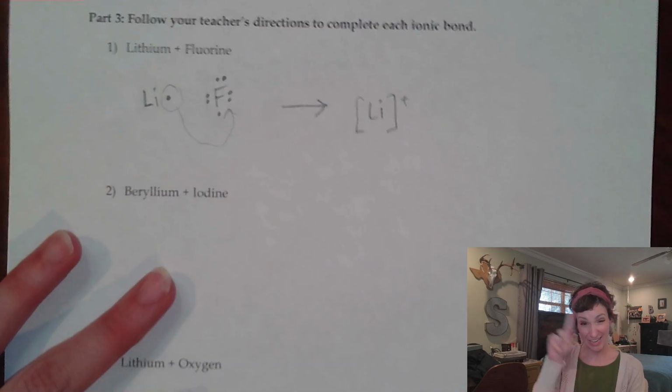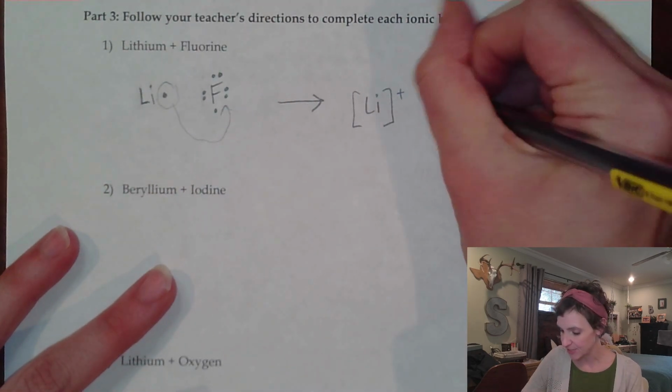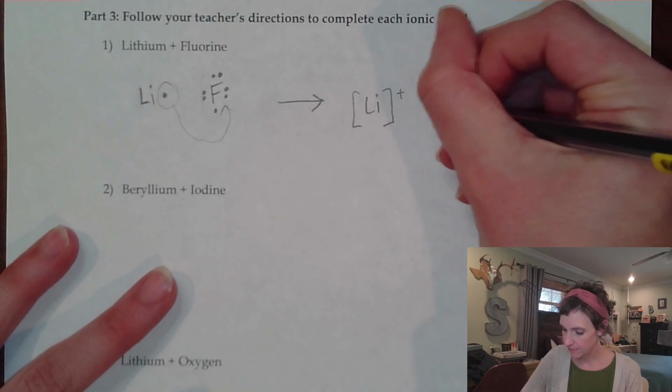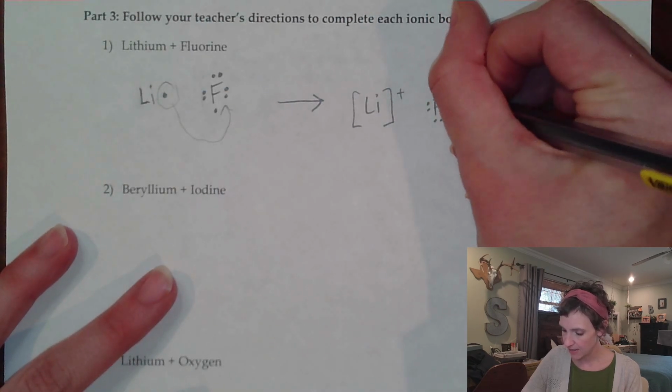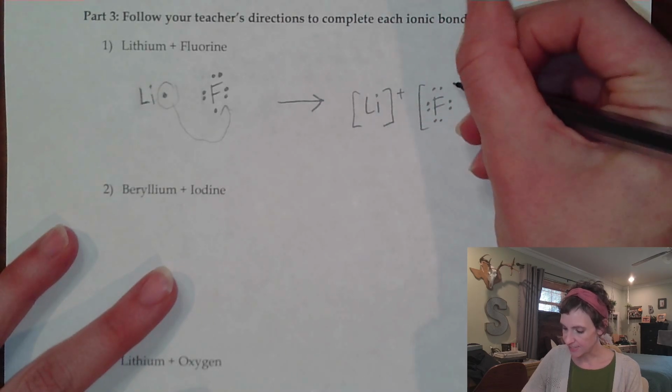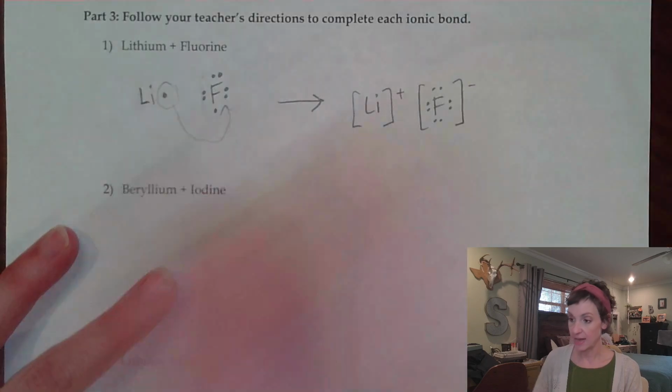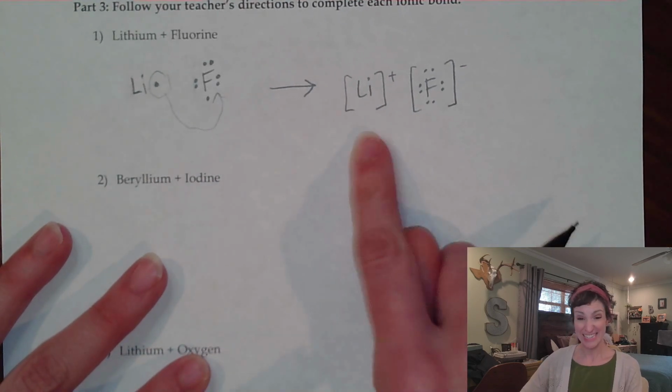And then we're going to show fluorine. He's now got all 8 from that transfer. So we are going to show that. Put brackets around him saying, hey, he got that by gaining an electron from what he normally did. Y'all, this is the ionic bond.